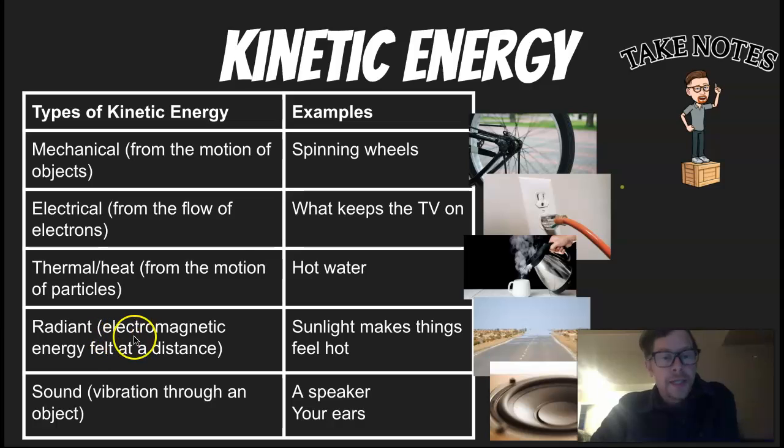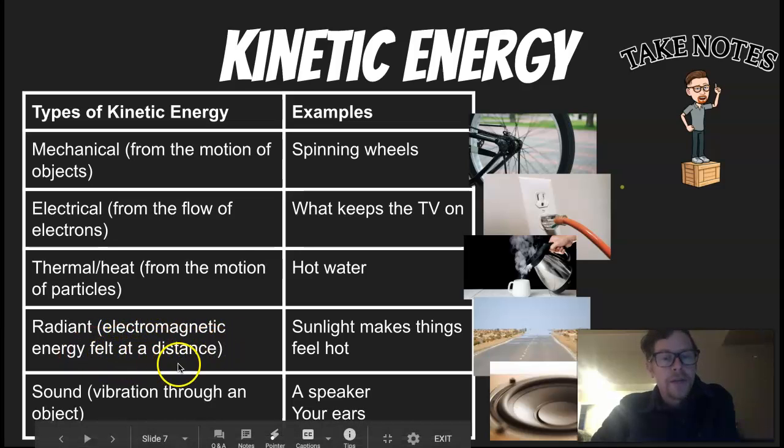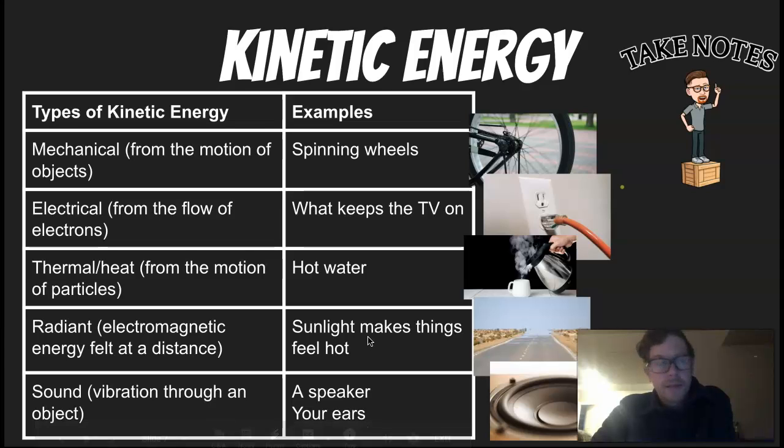Radiant energy is electromagnetic energy that can be felt at a distance. You don't have to be touching the source of radiant energy to feel what it's doing. So a great example is sunlight, right? The sun is 93 million miles away, but the sun is still capable of making things feel very hot.